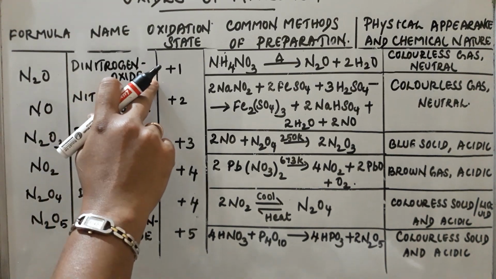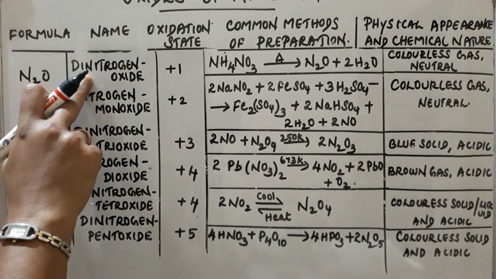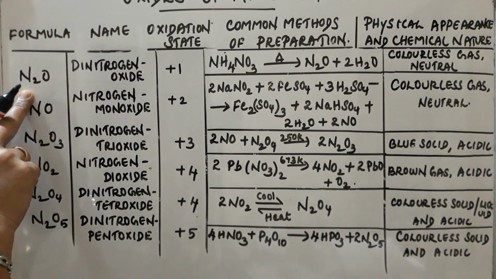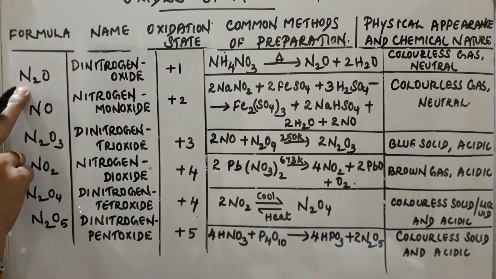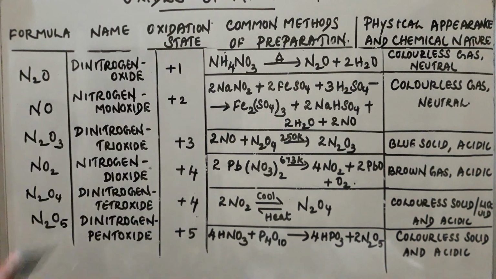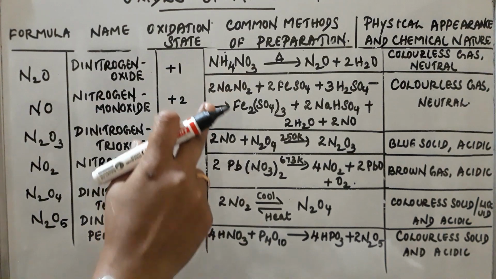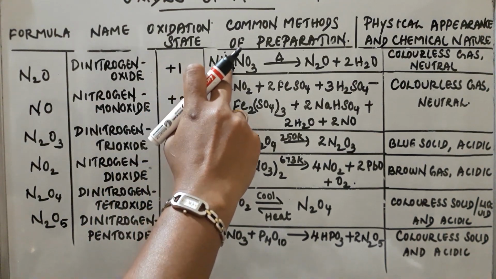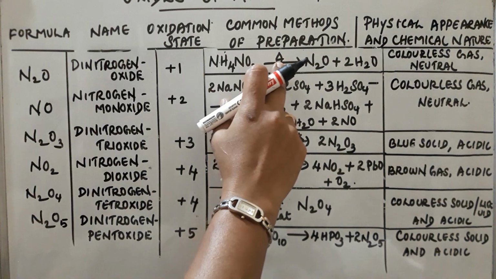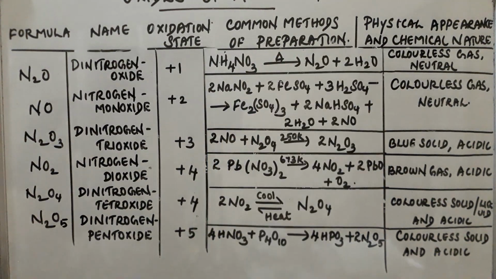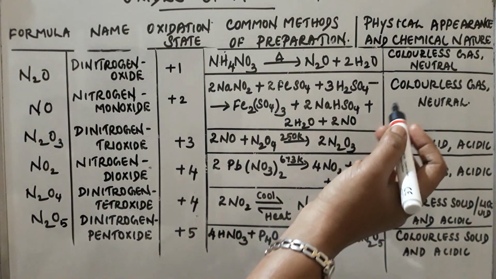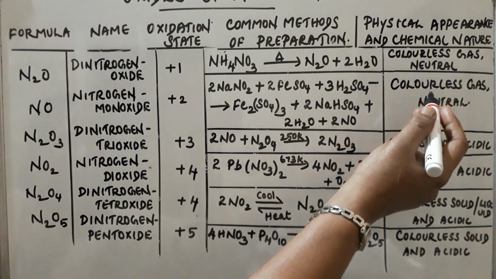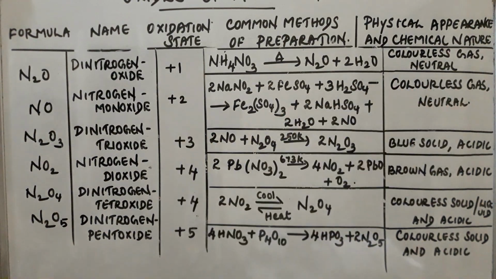First one is dinitrogen oxide. The formula is N2O. Here oxygen has a -2 oxidation state and nitrogen +1, so the oxidation state is +1, or we can write nitrogen 1 oxide. Next, the common method of preparation: it can be obtained from ammonium nitrate. Ammonium nitrate on heating gives N2O and H2O. Physical appearance of N2O is a colorless gas and it is neutral in nature.